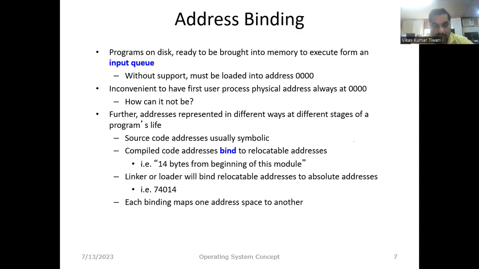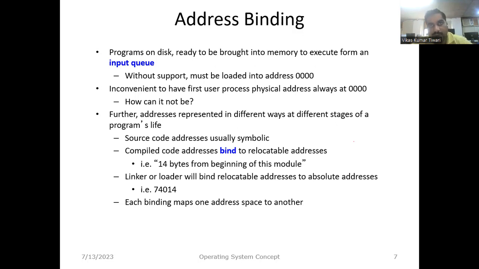So compiled code address binds to a relocatable address. After compilation, we have to relocate the address. There are two terminologies, linker and loader. Then the linker and loader will bind the relocatable address to an absolute address. So there are three to four terms: linker, loader, relocatable, and absolute address. Absolute address is the address that we actually want to fetch. Relocatable address is the address generated by the CPU, and we have to process that address to get the absolute address.